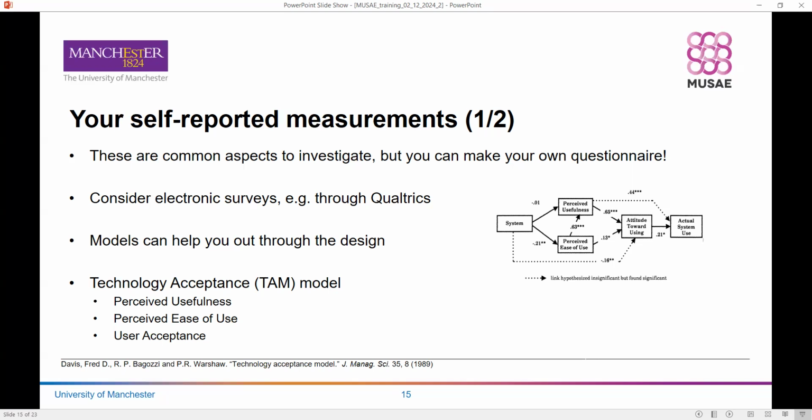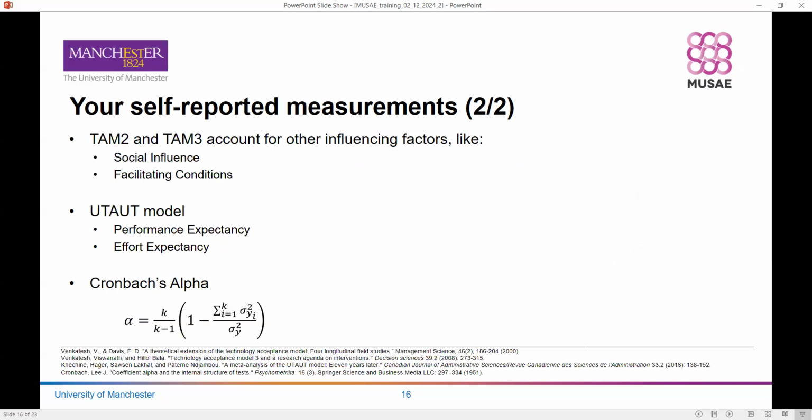In devising your own questionnaire, you can also get inspired by technology acceptance models that were designed throughout the decades. The TAM model is one of the first ones and relates user acceptance to perceived usefulness and perceived ease of use. There have also been evolutions of this model that consider social influence and facilitating conditions of the interaction. And there's also the UTAUT model that also considers performance expectancy and effort expectancy.